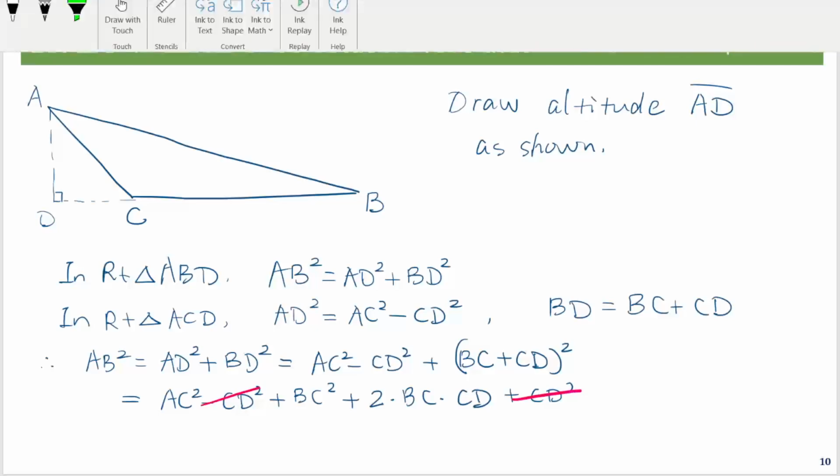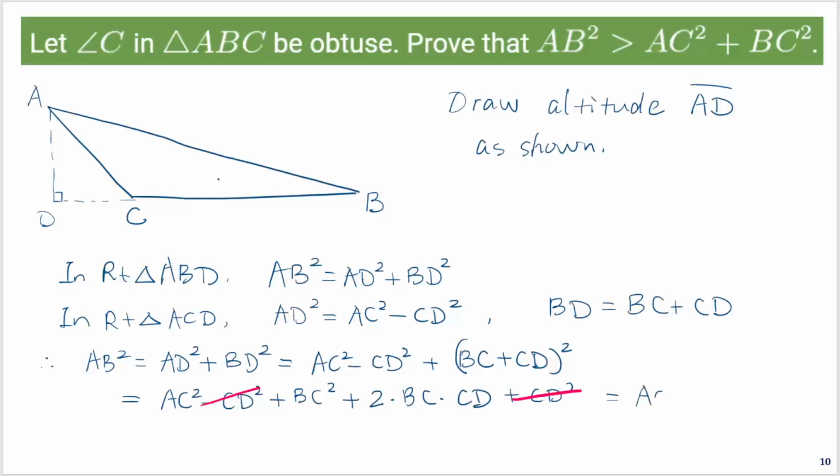And gives us AC squared plus BC squared plus 2BC times CD, right? So we know that last term must be positive because BC and CD are sides, right? This term must be positive. Therefore, we know AB squared must be greater than AC squared plus BC squared because there's another additional term 2BC times CD, right? Did you get it?